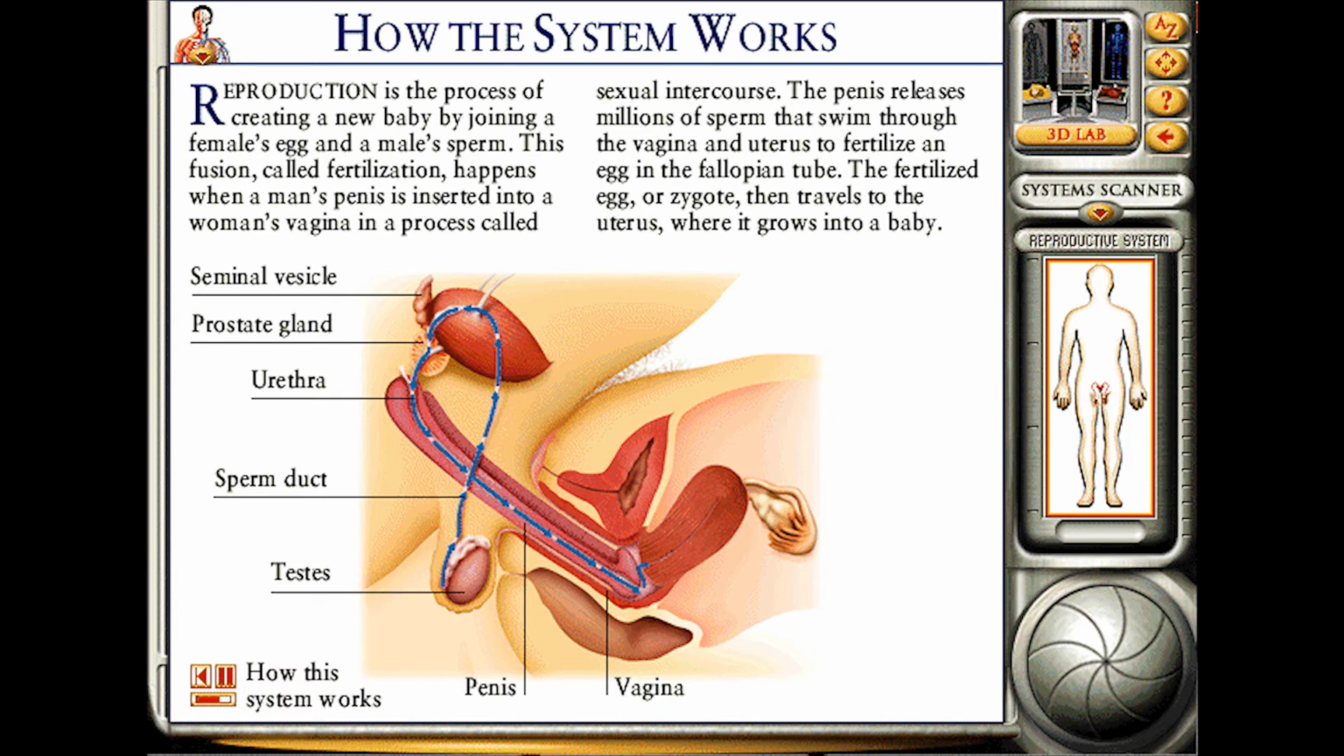Once inside the woman, sperm swim through the cervix and uterus to reach the fallopian tube, where a single sperm might fertilize an egg. This is the first stage in the creation of a new baby.